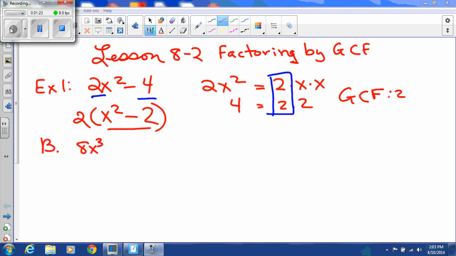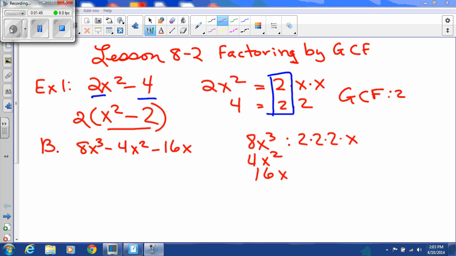8x cubed minus 4x squared minus 16x. We'll be doing the same thing in this example, but we are looking at the greatest common factor of 3 of the factors. 8x cubed, 4x squared, and 16x. Breaking apart 8x cubed into its prime factors, we have 2 times 2 times 2 times x times x times x. 4x squared becomes 2 times 2 times x times x, and 16x becomes 2 times 2 times 2 times 2 times x.